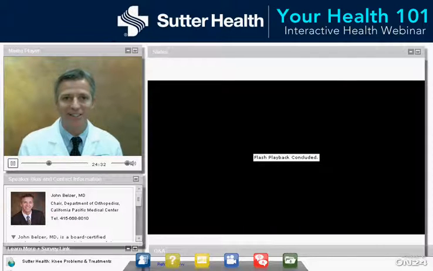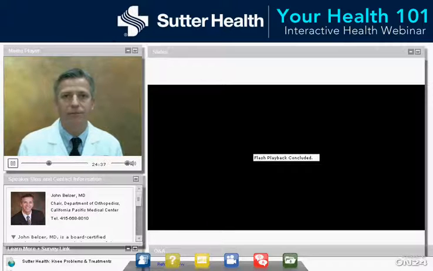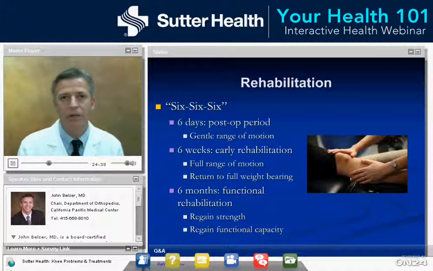So rehabilitation, this is actually the hardest part of the surgery. This is the part that the patient has to take care of. I call it a 6-6-6 recovery. This means 6 days, 6 weeks, and 6 months.